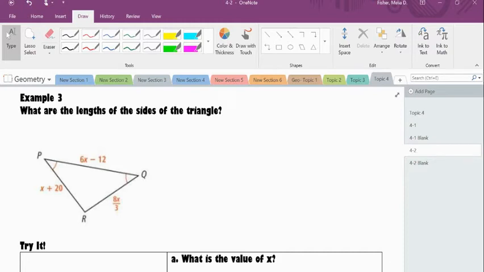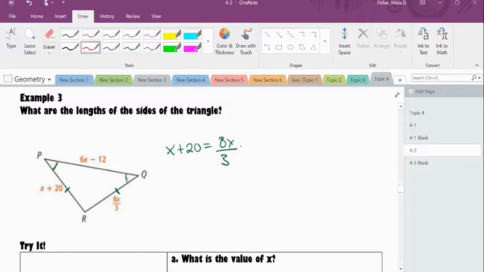lengths of the sides of the triangle. Looking at these two angles, we actually know that these two angles are exactly the same. So that means that if these angles are the same, then those sides are the same. So let's start by just using those two pieces and say that x plus 20 equals 8x over 3.